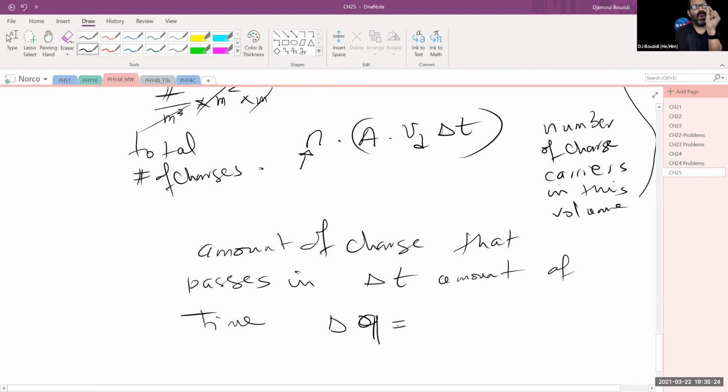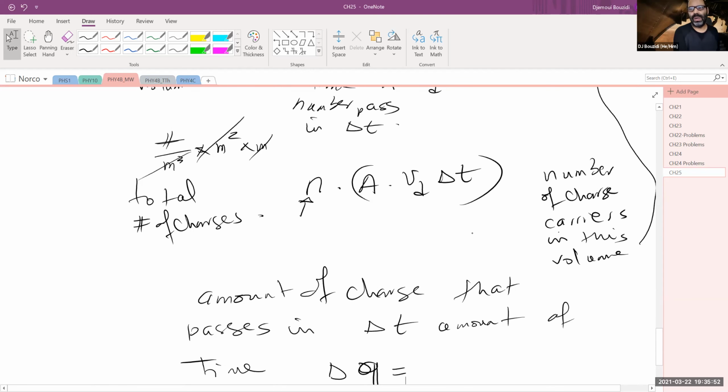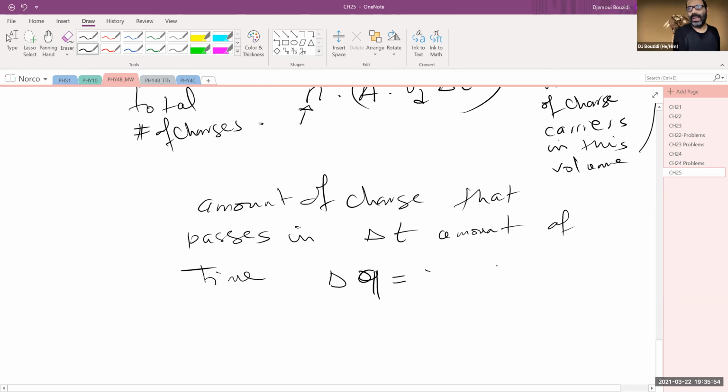Because if I make delta T very small, I'm going to count less. But if I allow an hour, I'm going to have a huge number that passes by. Same thing with the traffic situation. If I go outside, for example, on the bridge on top of the freeway and start counting how many cars in 1 second, I probably will find a few. But if I wait 5 hours, I'm going to have a bunch of cars. So that is similar to that situation. That delta T will determine how many charges are going to pass here. So it's going to be just Q, because each one of them has a Q charge, times this number, N times A times VD times delta T.